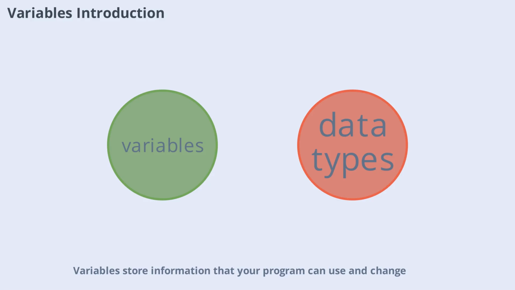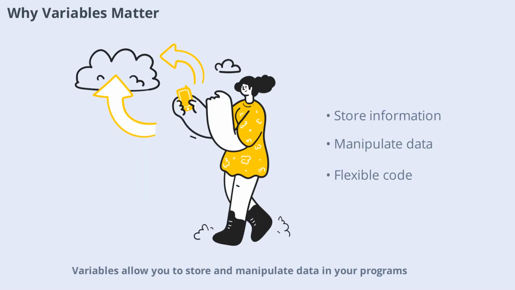Variables store information that your program can use and change. Understanding variables is essential for writing dynamic code. Variables allow you to store and manipulate data in your programs. They make your code flexible and powerful. You'll use variables for everything from simple calculations to complex interactions.